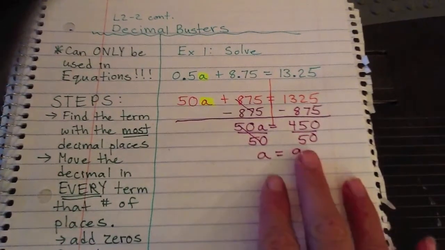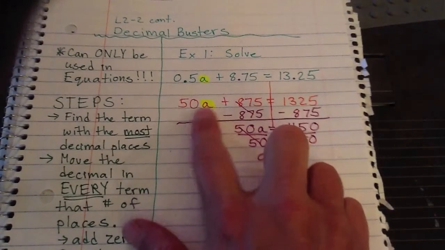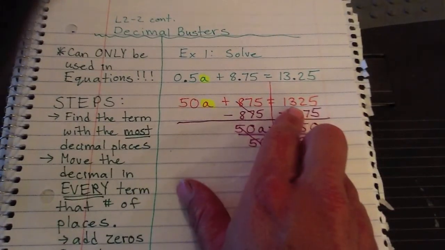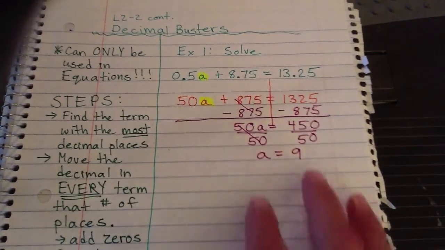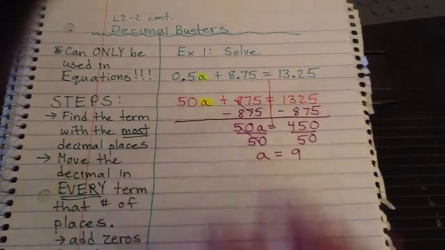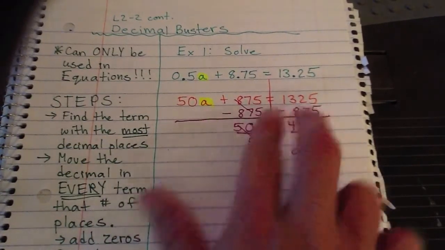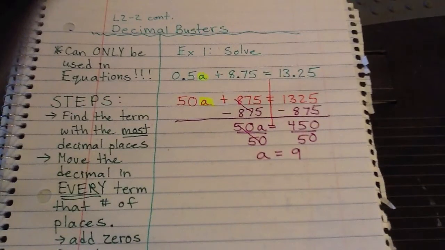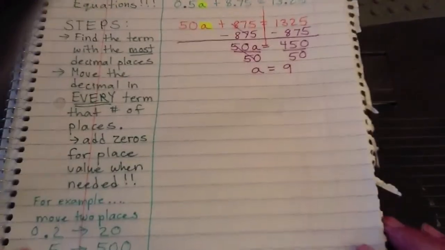And then again, you can plug 9 into the original if you wanted, or you could plug it into this as long as you're positive that you did your decimal buster correctly. But if you think you did your decimal buster wrong or you're worried that you made a mistake, plug it into the original and see if it works. If it doesn't, your mistake probably came in here if you thought you did it wrong. So that's the checking portion of it. Alright, let's try one more.